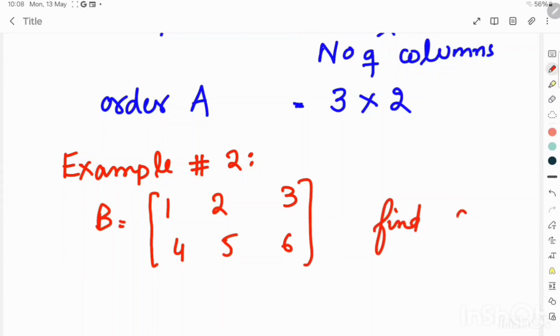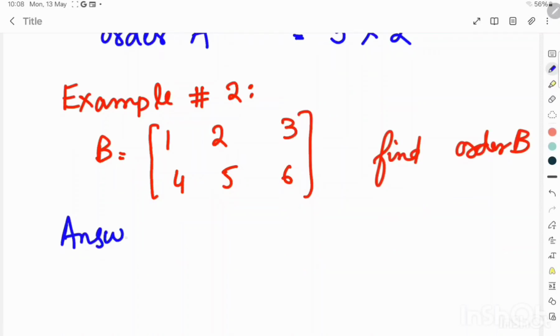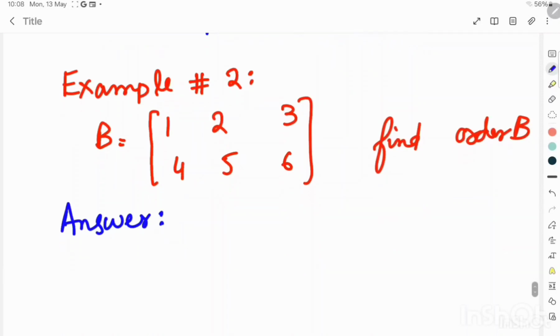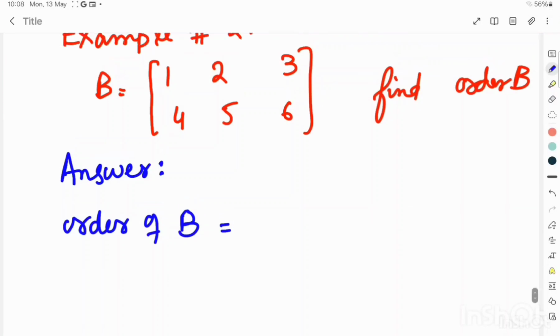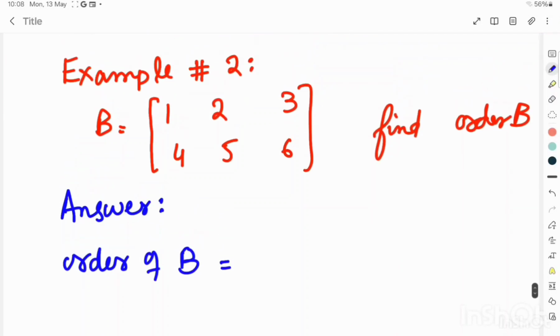In this example, I have to find the order of matrix B. I will start the answer. So here I have to find the order of matrix B. What formula will I use? The formula for finding the order of any matrix is number of rows multiplied by number of columns.